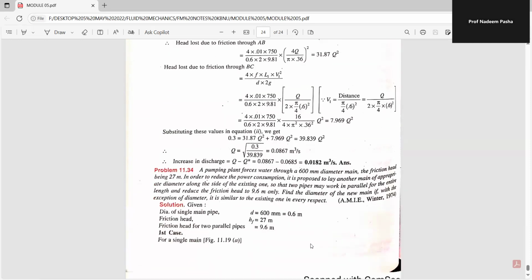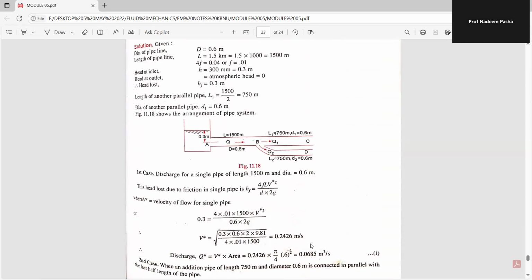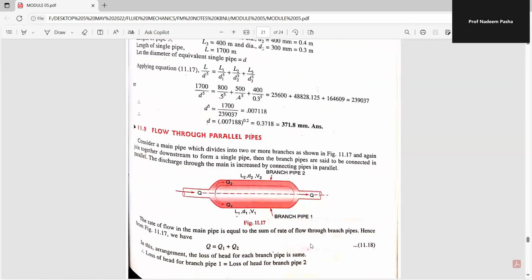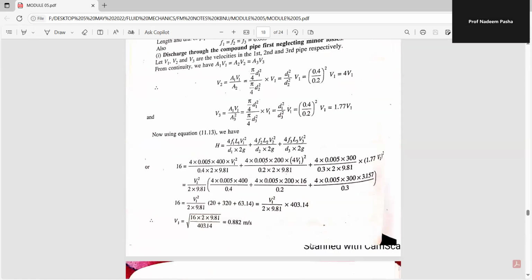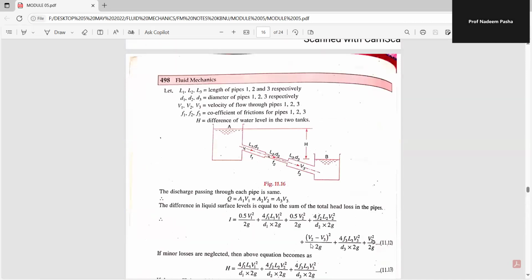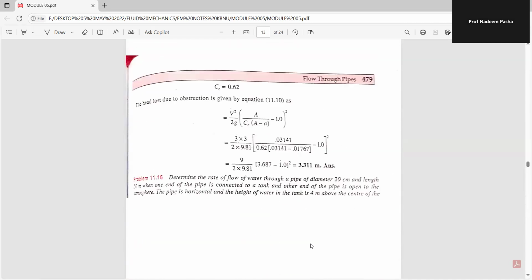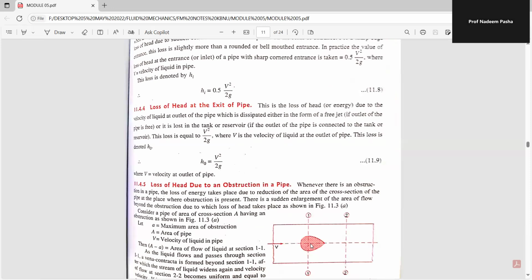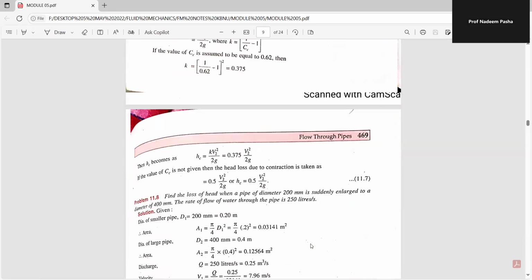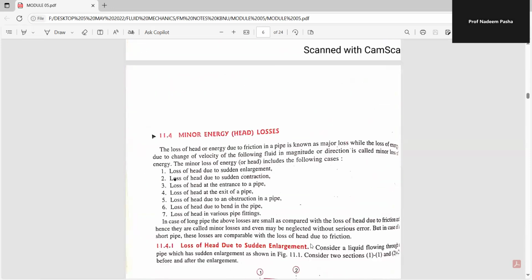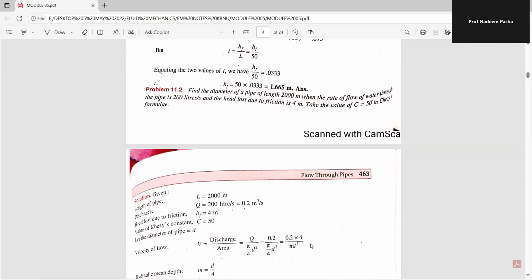So this type of problem you can expect in exams. It is somewhat complicated, but if you practice, you will be solving such problems easily. Before going forward, I just want to recall the things which we have studied today, starting with flow through pipes, which we have started.